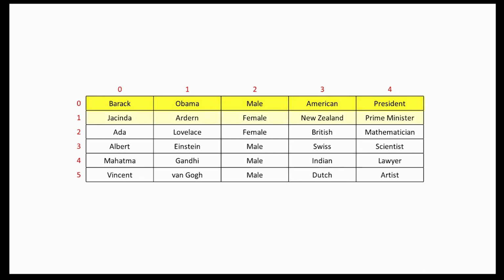Each row of the table contains the details of a different famous person. The first column contains their first names. The second contains their last names. The third column is gender. Then we have nationalities. And finally, their occupations, what it is each person is famous for. Notice that each column has an index number. Counting starts from 0, so the fifth column is column number 4. Each row also has an index number, and these are also numbered from 0.